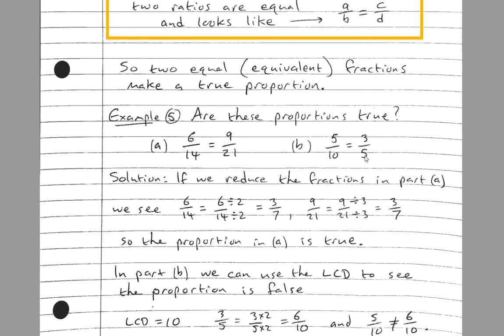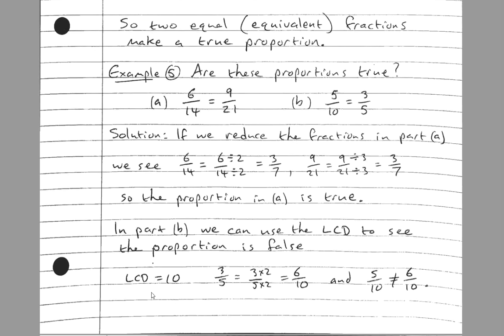Maybe the best way to compare them is to write them over a common denominator. So write them both over 10. 3/5 is the same as 6/10. So now we can definitely see that 5/10 is not equal to 6/10. All right, so this second one in part B is false. That one was good, but this one's not true.